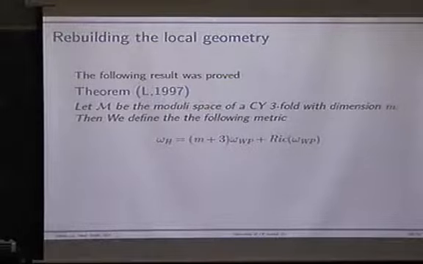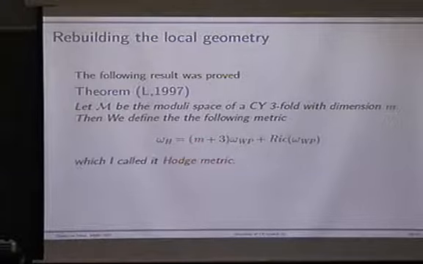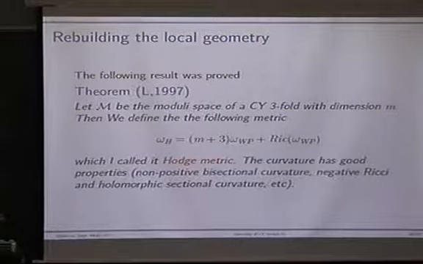So for the moduli space of Calabi-Yau threefolds, such a metric can be defined in the following explicit way. If we combine the Weil-Petersson metric and its Ricci form, which is also a 1-1 form, with this specific number, what we can prove is, number one, it is a Kähler metric. It's positive definite. And then it has good curvature properties in the sense that its bisectional curvature is non-positive. Its Ricci curvature and holomorphic sectional curvature are strongly negative. It's negative by a constant.